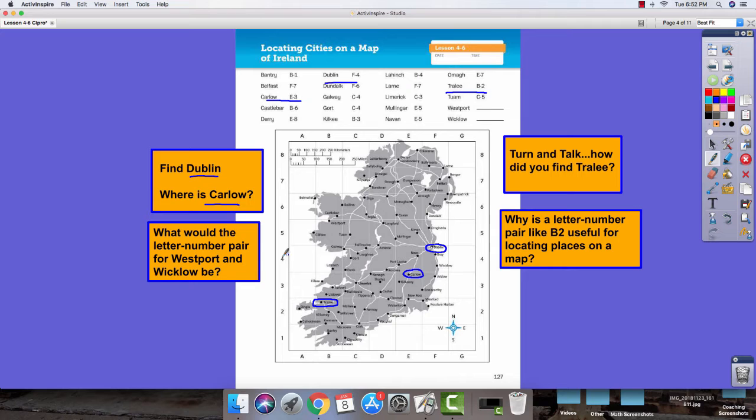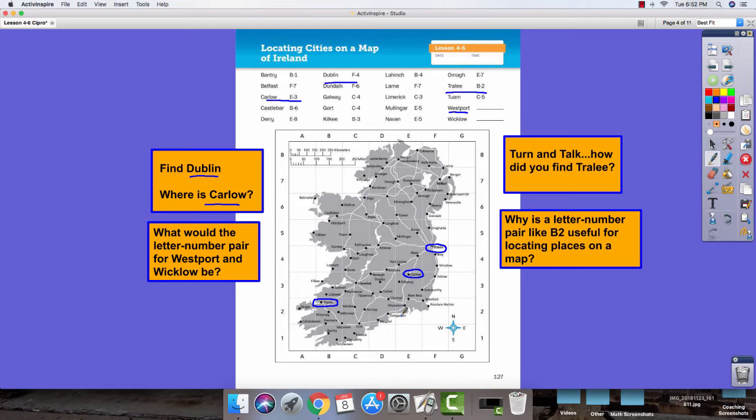All right, so now let's try some on your own. So if you guys look on here, I got 2 cities here that don't have a letter number pair. So find the city of Westport. Pause and write a letter number pair for Westport. Pause video. All right, let's see how you did.